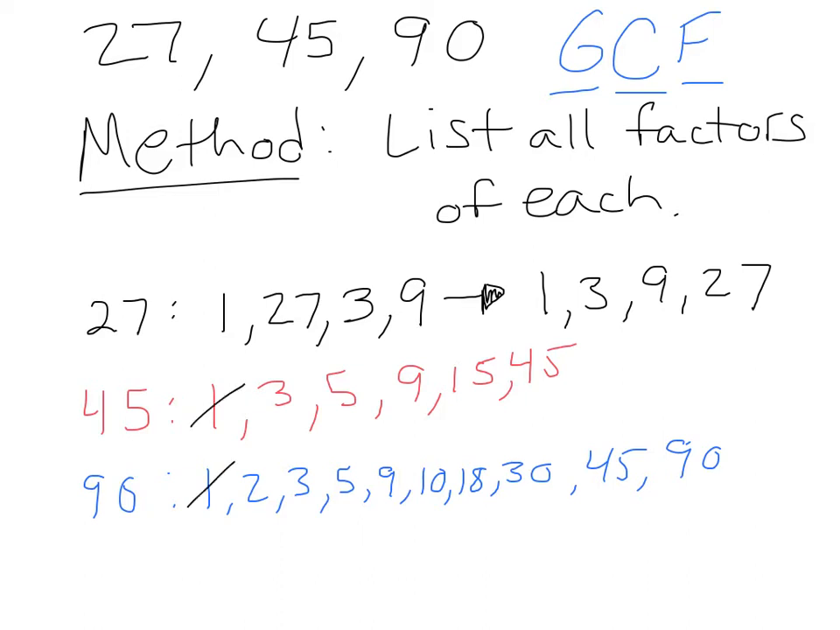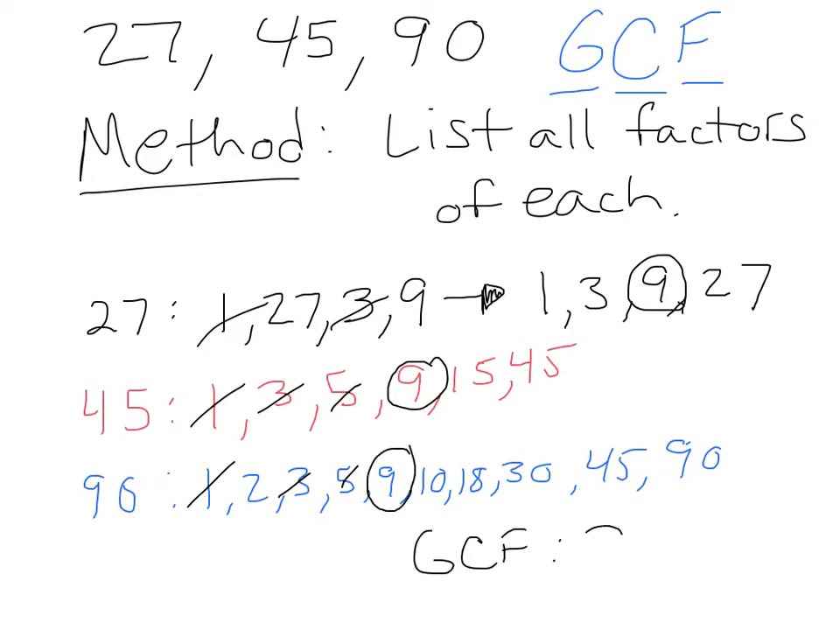So they each have a 1, but that's not the greatest number they have in common. 3 as well, but that's not the greatest still yet. They all don't have a 5. This one doesn't have a 5 up here, but it does have a 9. And it looks like this one and this one have a 9. So the greatest common factor is actually 9. Sweet. That's method 1. Let's talk about method 2.